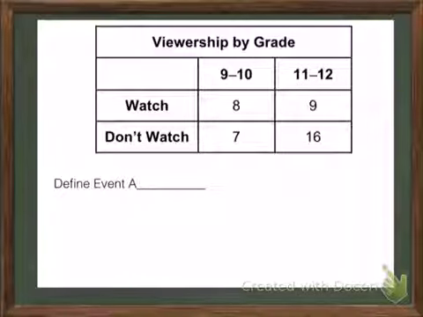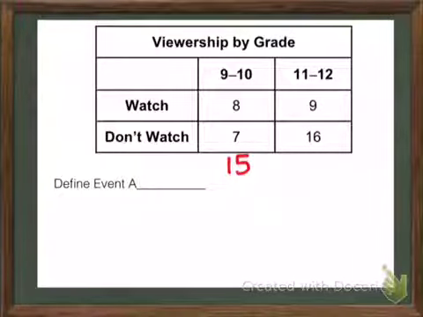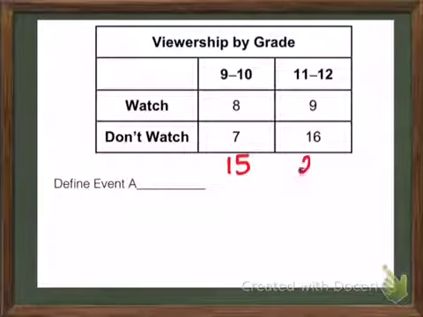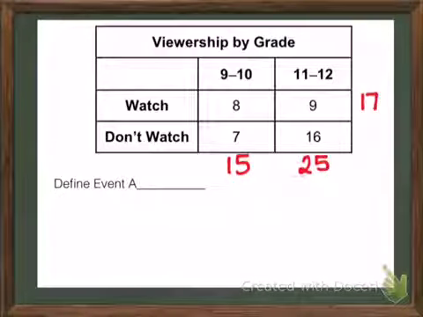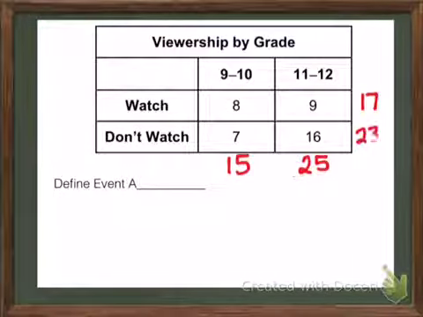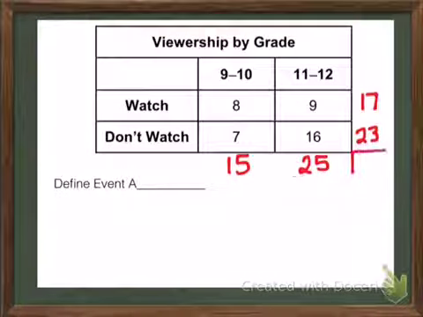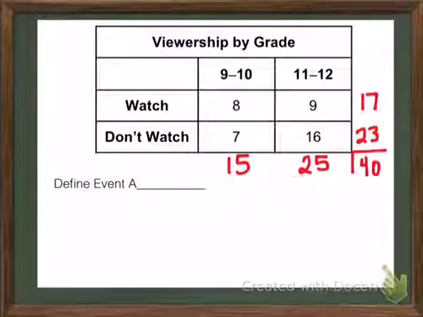So if I find the total of the 9 and 10, 8 plus 7 is 15. If I find the total of the 11 and 12 column, 9 plus 16 is 25. If I find the total of the watch column, 8 plus 9 is 17. And the don't watch row is 7 plus 16 is 23. And no matter if I add my total column or my total row, I should always get the same answer. So there is 40 people that were in this survey or in this data.